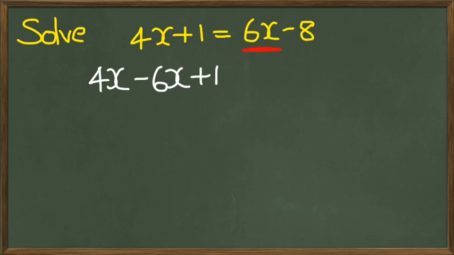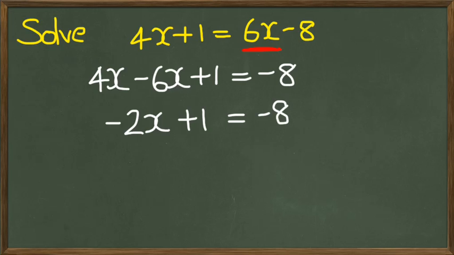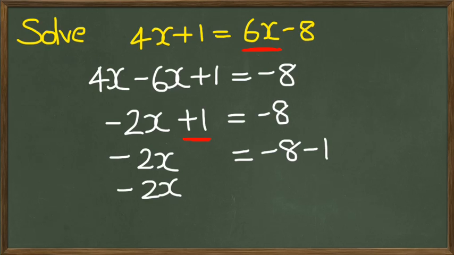So I've got plus 1 still here. I'm doing this slowly, guys, just so that you get the hang of it. 4x minus 6x. Nice and easy, that's negative 2x. Plus 1 equals minus 8. What's the next thing I move? Yep, I want to get rid of this plus 1. If I move it to the other side, what happens to it? Minus 1. What's minus 8 minus 1? It's negative 9. Negative 9.